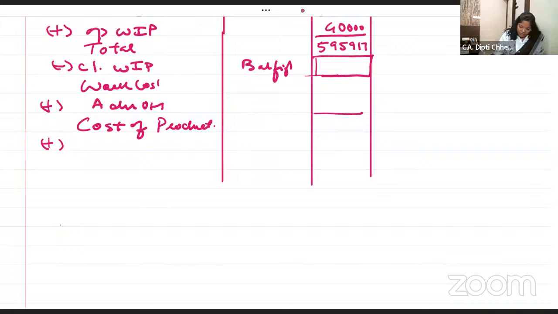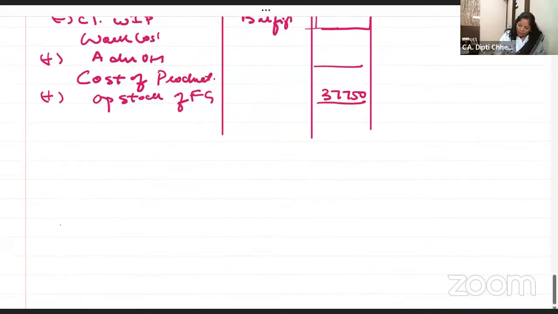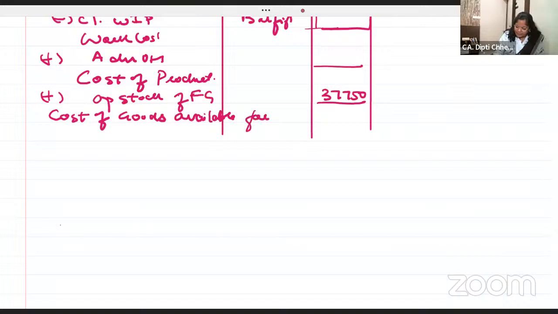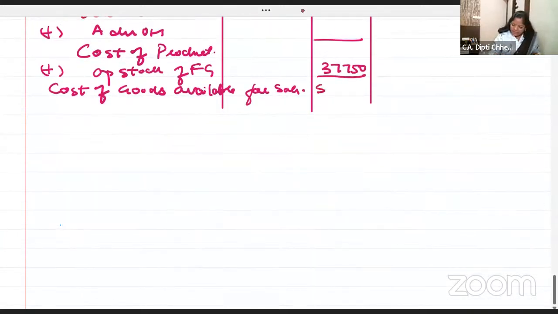Cost of the production. Now add opening stock. Opening stock of finished goods is given in the question. Inventory 37,750. Now I am adding one beautiful step here. Cost of the goods available for sale. Is the logic correct? I have produced these many units. Add opening stock. I have cost of the goods available for sale and this is given ready to me. 557,775. Yes. So ma'am, can we go reverse?